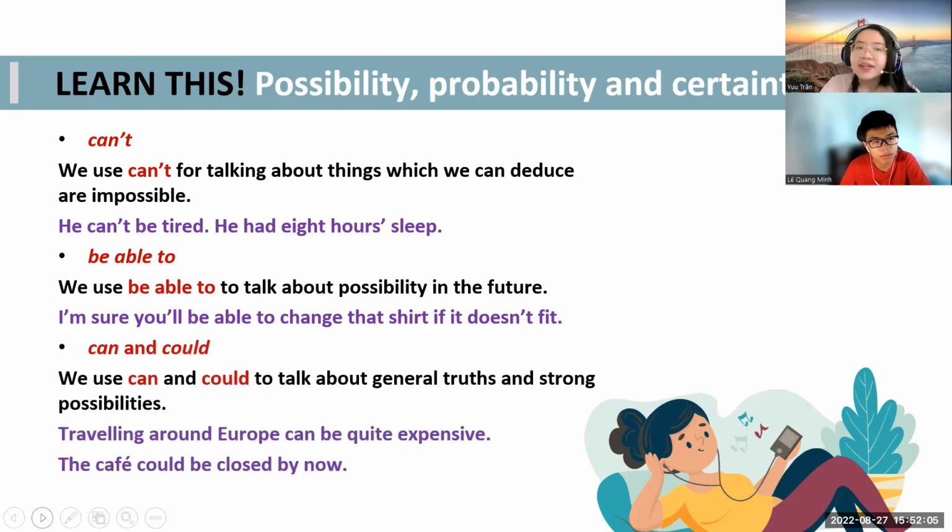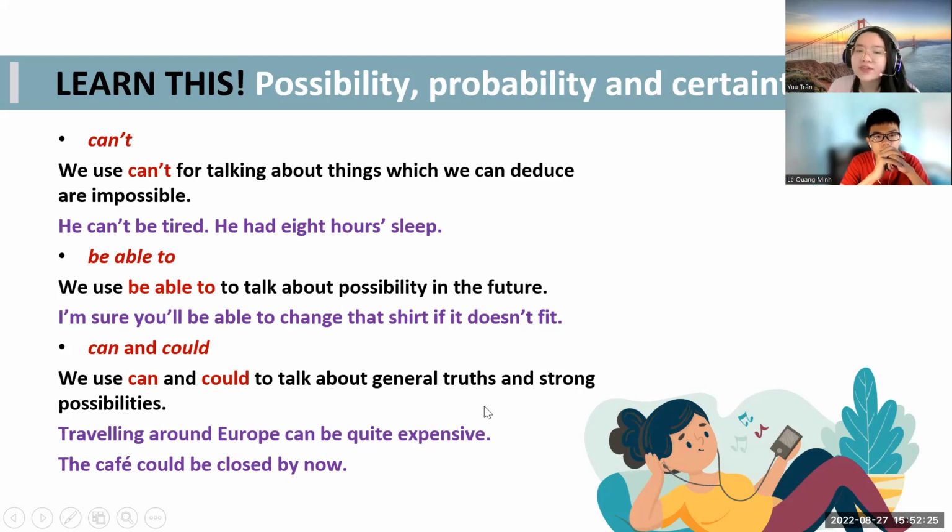Rồi, can and could, được chưa? Can and could cũng giống như là cái can hồi nãy. Can hồi nãy thì nói về một điều mà mình hoàn toàn không thể tin là nó có thể xảy ra được. Vậy thì ngược lại chúng ta có can là có thể xảy ra được và could cũng là có thể xảy ra được. Tương tự như vậy. Được chưa? Điều có thể xảy ra.